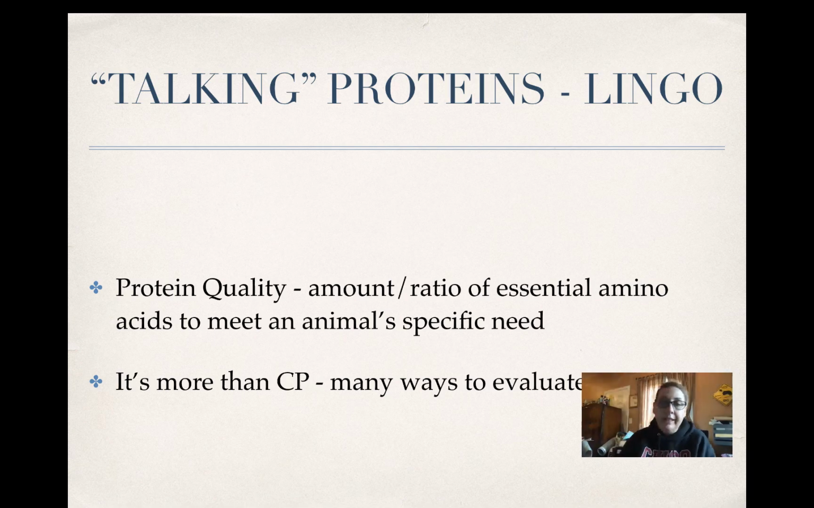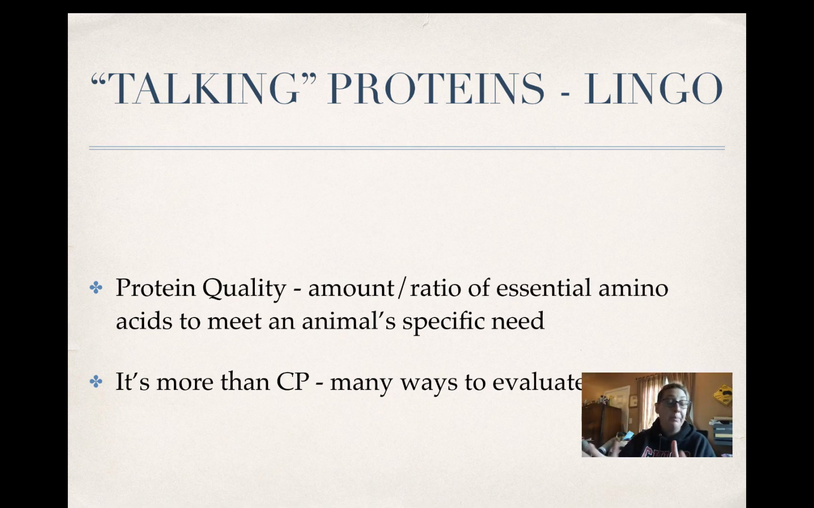Protein quality, and this is something that we need to understand the difference of. Protein quality is not the same for all animals. It's the amount or the ratio of the essential amino acids, those 10 amino acids we talked about 2 videos ago, that are going to meet an animal's specific need. It's way more than just crude protein. It's getting to the nitty-gritty of what they need.